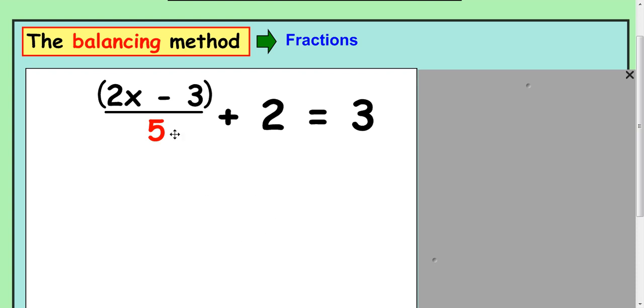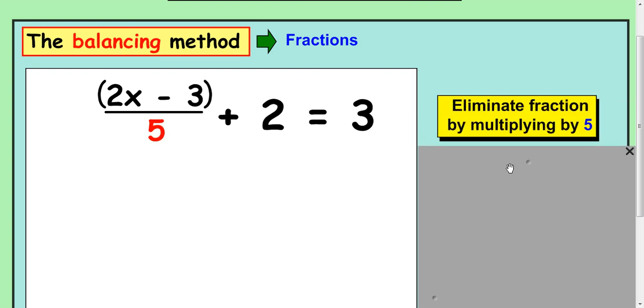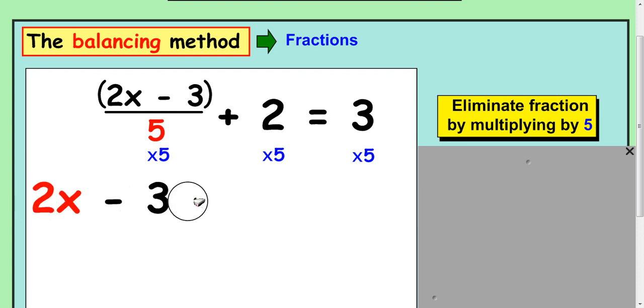So I want to eliminate the fraction, the division by 5. The way to do that is to do the opposite. So I'm going to multiply by 5. So I'll times this by 5, and remember to do it to every term to keep everything balanced. So times by 5, times by 5. When I take this bracket and divide it by 5 and times it by 5, I'm just left with the bracket, which is 2x minus 3. I'm going to add on 2 times 5, which is 10, and that comes to 15.